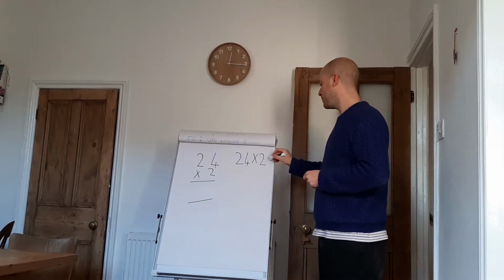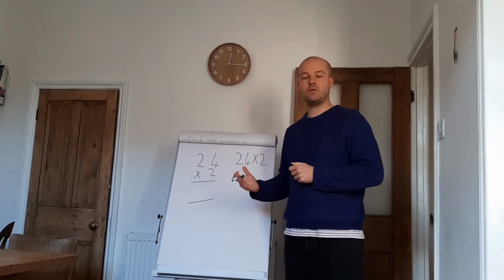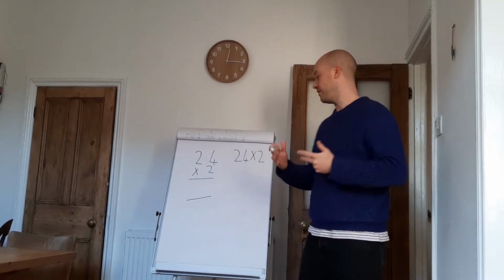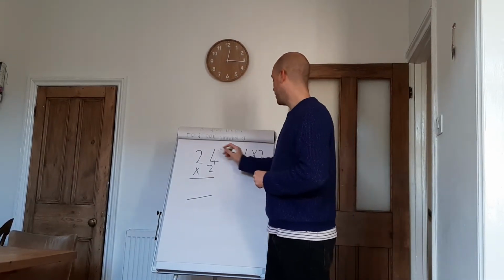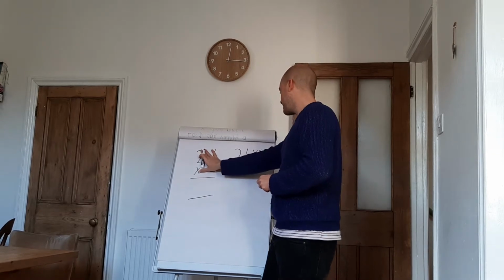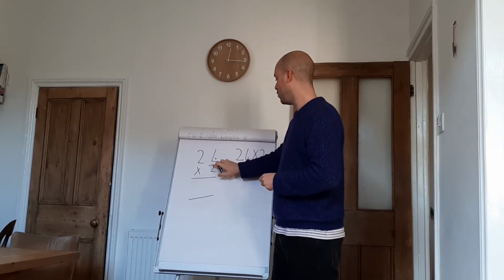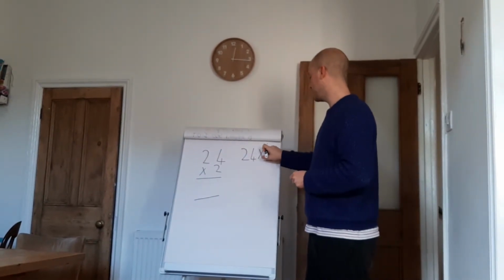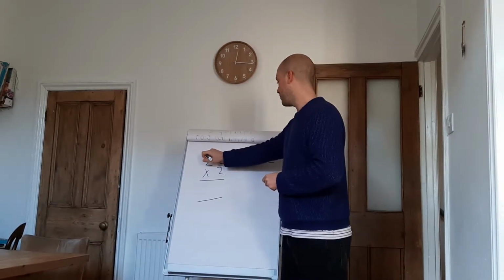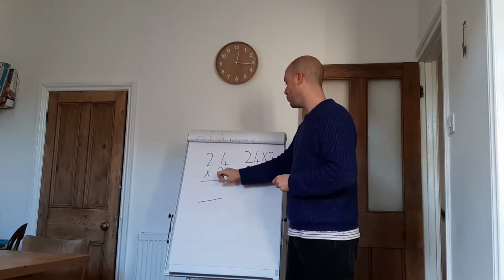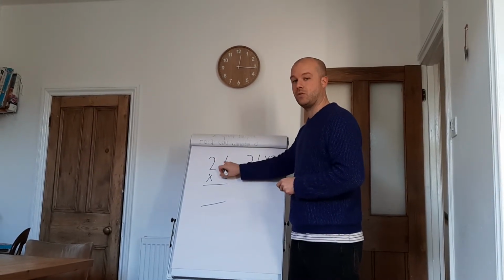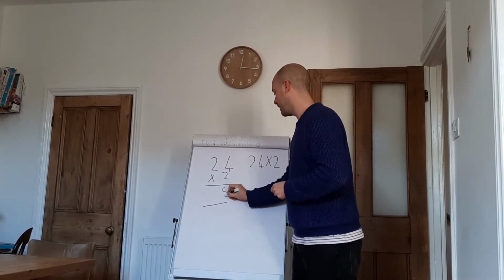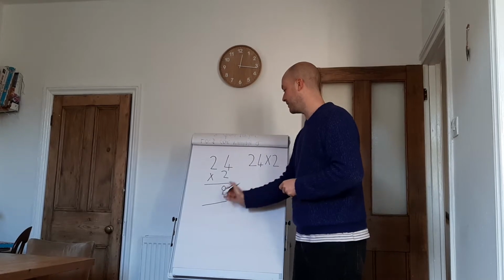So 24 times 2. Remember yesterday I said that when we're doing this type of maths, it needs to be neat and it needs to be systematic, with things lined up correctly. You need to make sure that the 4 and the 2 are both in the ones column. We've got 4 ones here and we're timesing it by 2 ones. So 2 times 4 is 8, and that's 8 ones, so it just goes directly underneath.